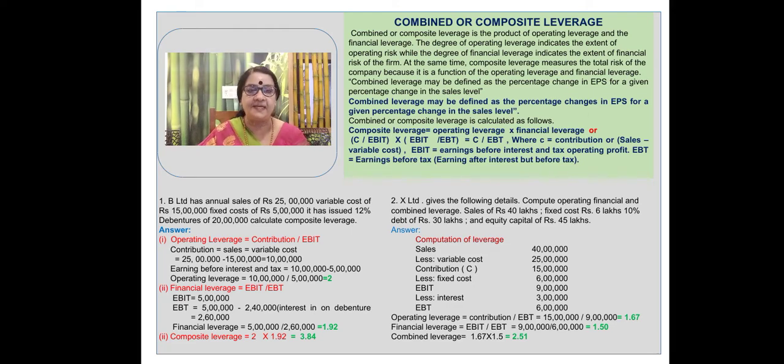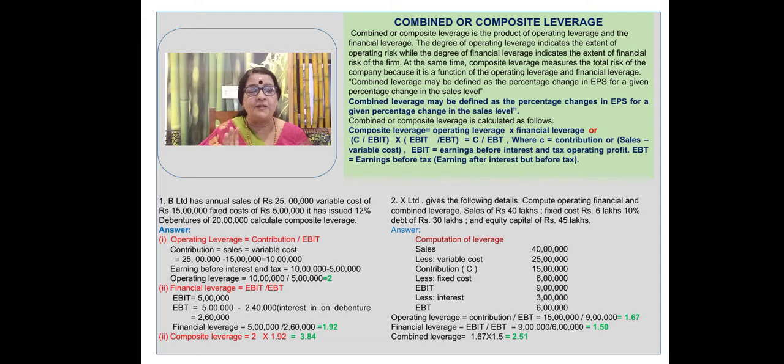In the last session we have seen the computation of operating leverage. Now we are going to the computation of combined leverage. We have already seen combined leverage is a combination of financial leverage and operating leverage. It can also be defined as the percentage change in EPS in relation to the percentage change in sales. If there is a change in sales, what will be the effect on EPS, earning per share?